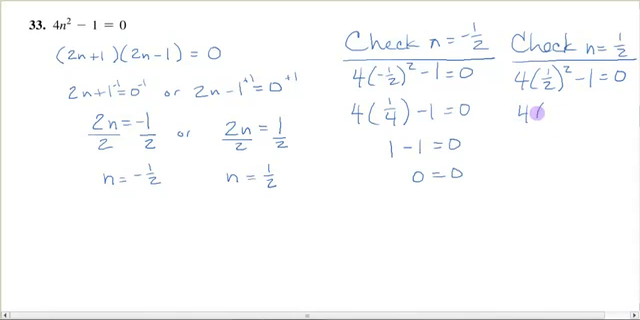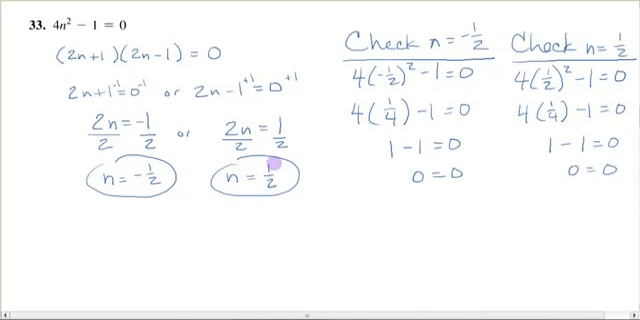And we get 4 times 1/2 squared is 1/4, minus 1 equals 0. So I get 1 minus 1 equals 0, 0 equals 0. I get true statements on both of those. So that means both of these answers work as solutions.